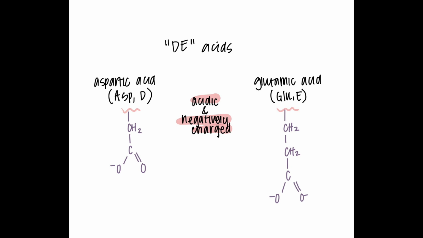And then to remember the structures, I like to think E comes after D, so E has one more methyl, and that's the only difference: glutamic acid has one extra methyl group before its carboxylic acid group.